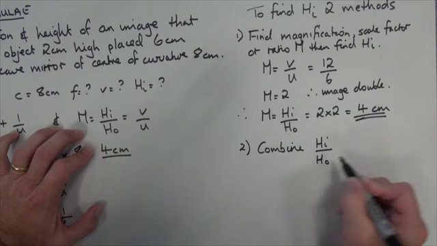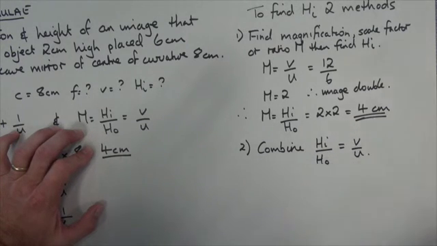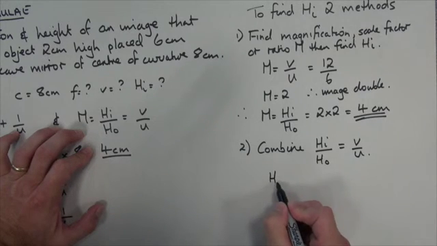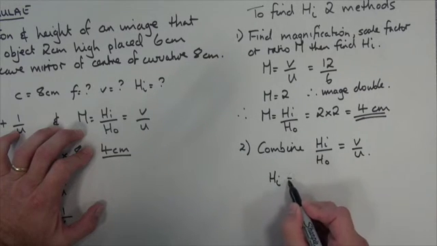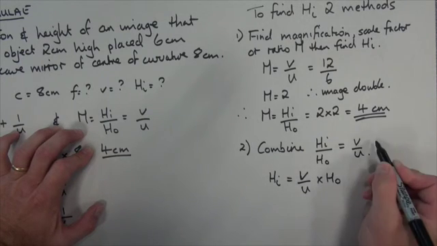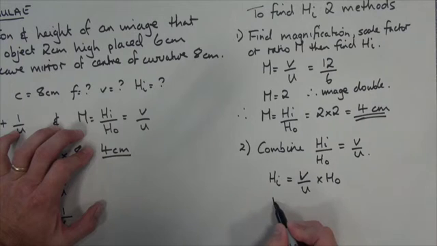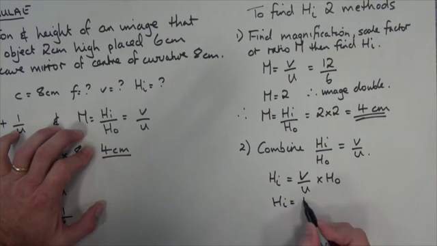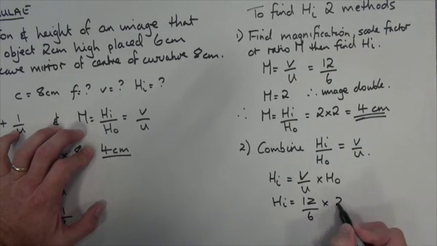The other way is combining hi over ho and v over u. In this case, we don't have to work out the ratio or the scale factor, we just cross multiply. So hi will equal 12 over 6 times ho, which is 2, so again we get 4 centimeters.